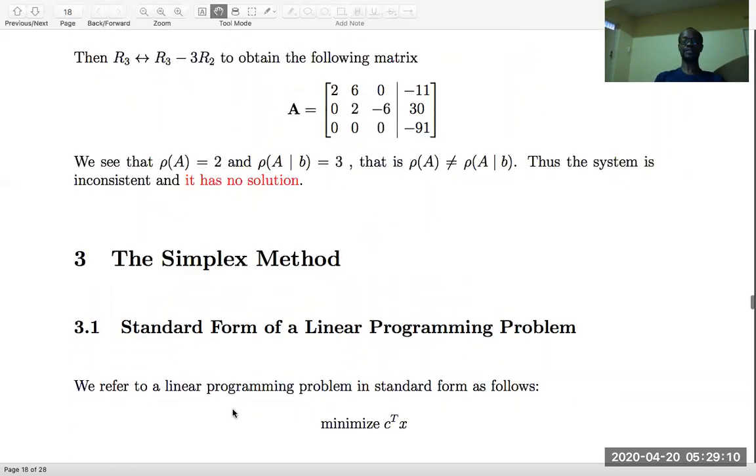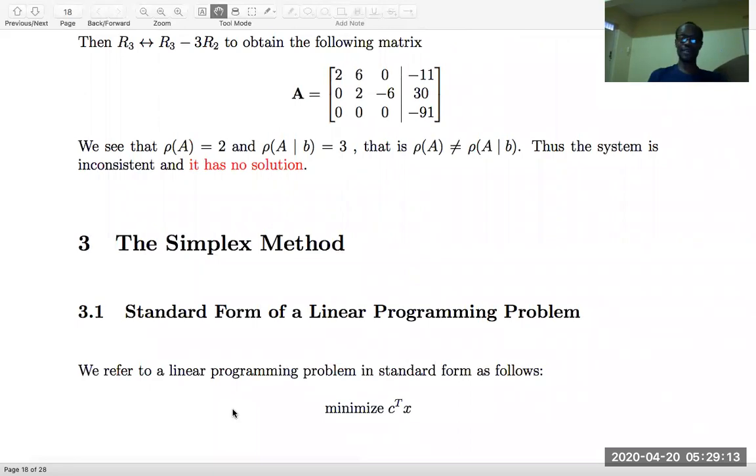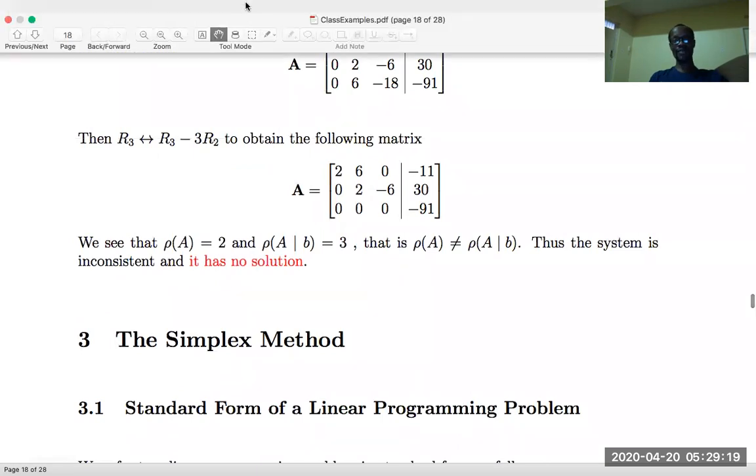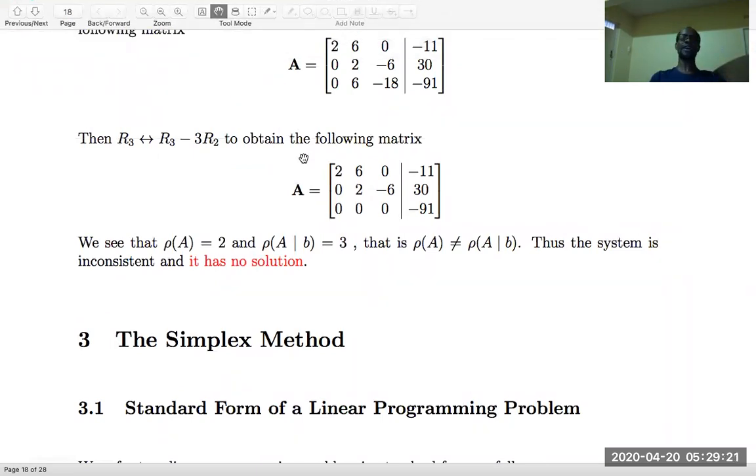So that's very simple. Now, this leads to the simplex method. I want you to read up to here, and then in my next lecture, I will explain the simplex method.